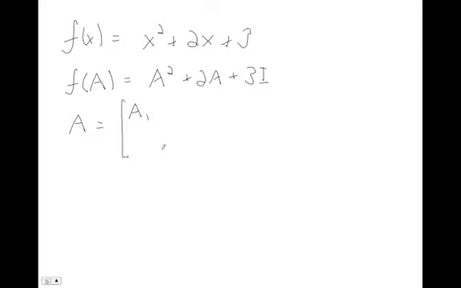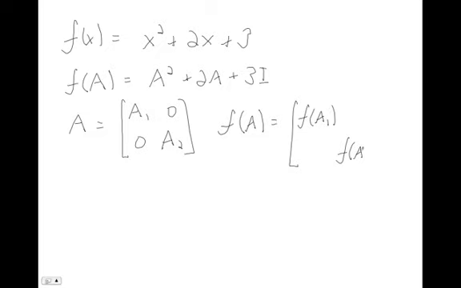So there's one block there, and there's one block there. And I want to take this function f of A. Well, that ends up being, I can take the functions of the individual blocks, like this. And they're all going to have the same dimension, so the function of the matrix has the same dimension as the matrix, and you can see that here.